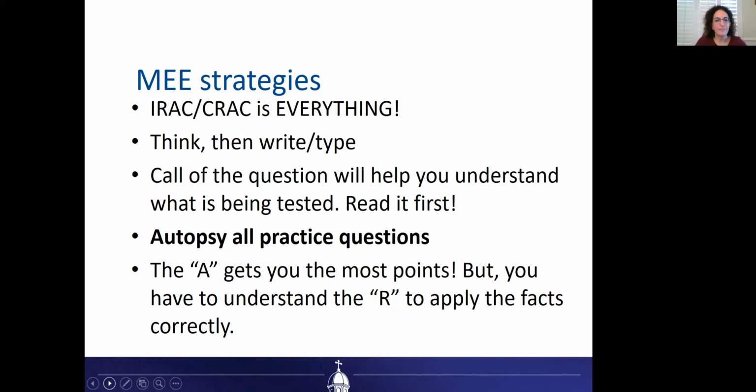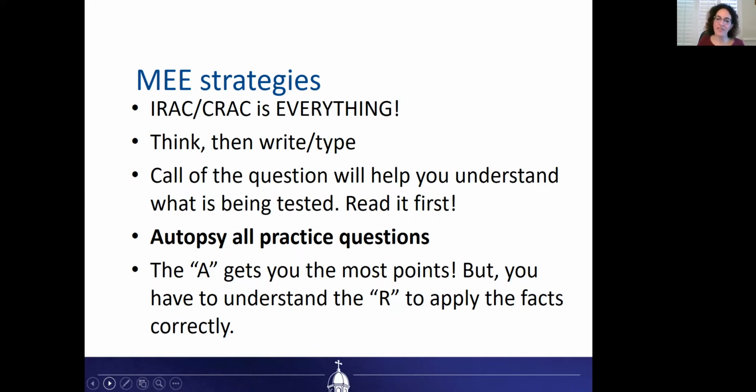Then the A is where you analyze the rule. That's where you apply the rule to the hypothetical facts that you've been given, focused on the issue that you've been asked to analyze. If there are arguments, you present them there. If there are counter arguments, you do that there. And then you come up with the conclusion.